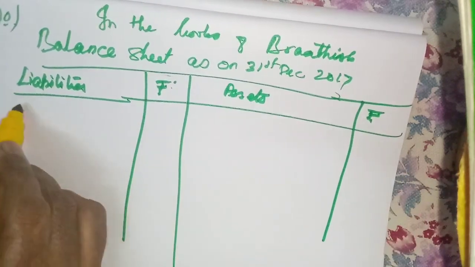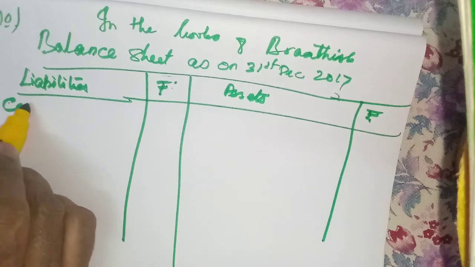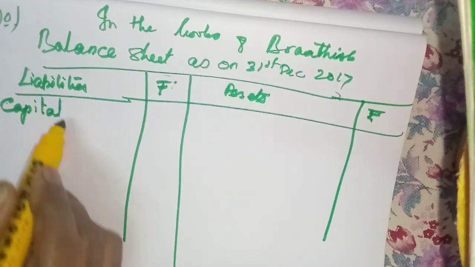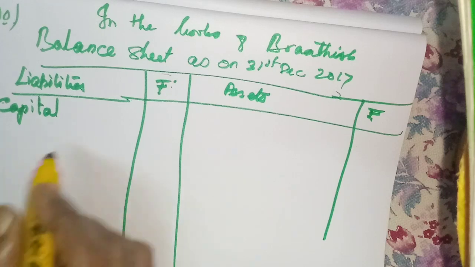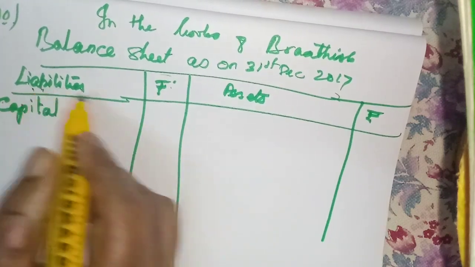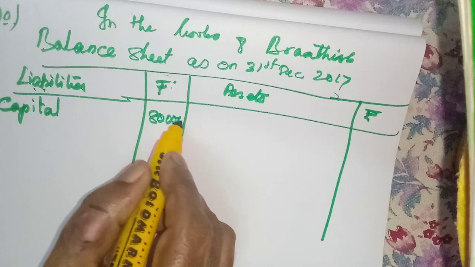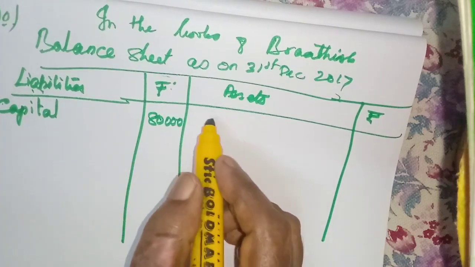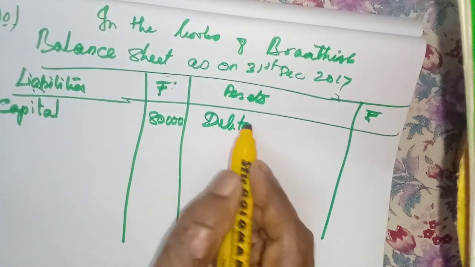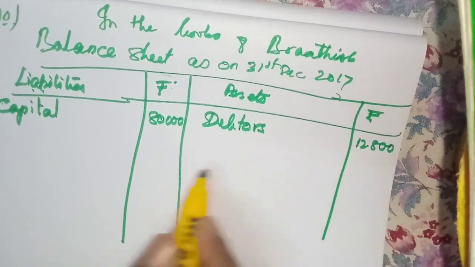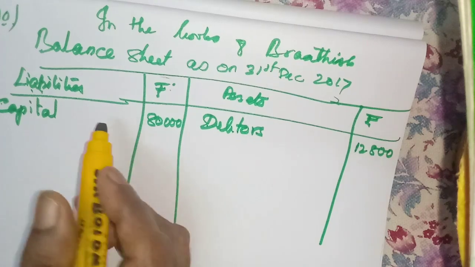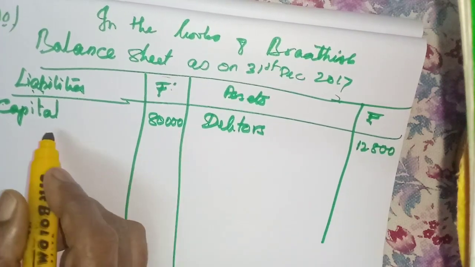First capital given. For you, they will never expect the order. So you don't wait for the order. In the order that is given in the problem, you start writing. First item capital. So write where it will come, liabilities. Then debtors. Here they will check whether you have got the answer and you have completed all the items.